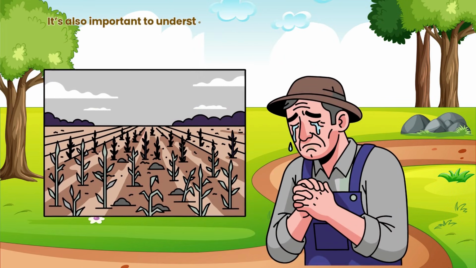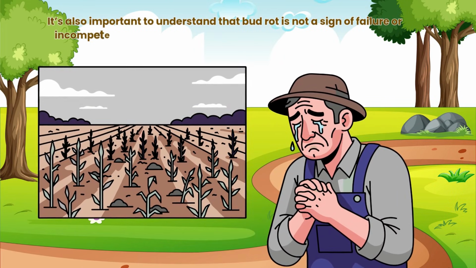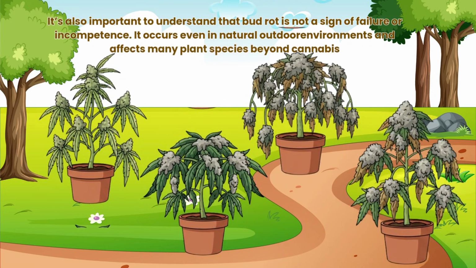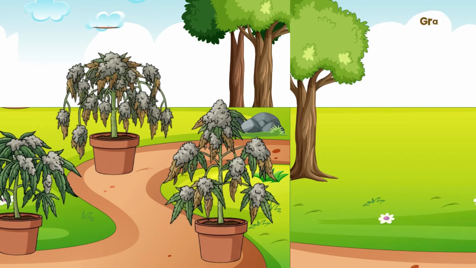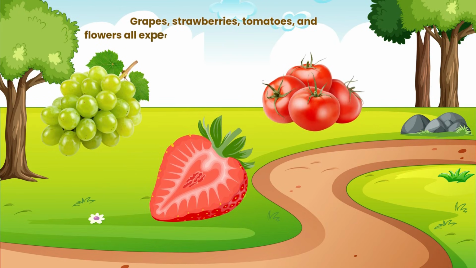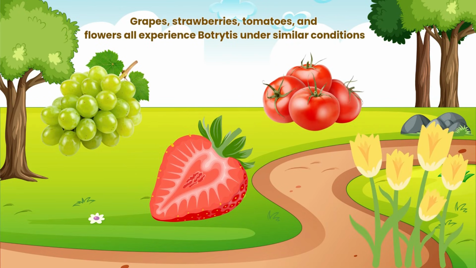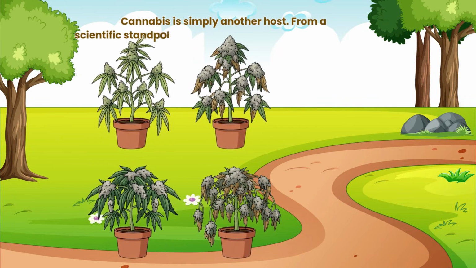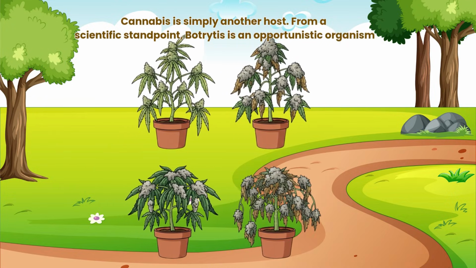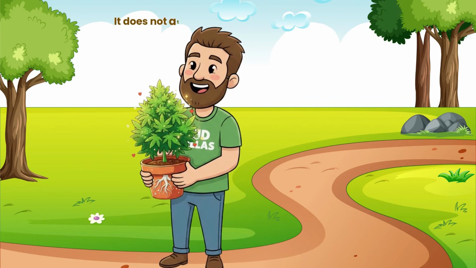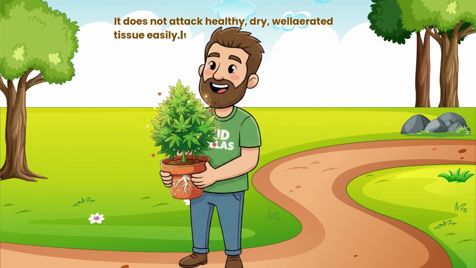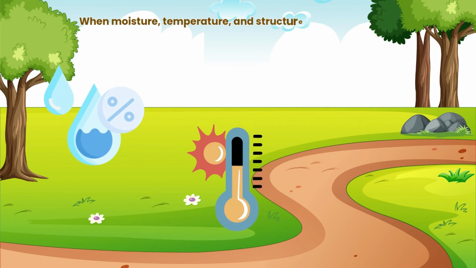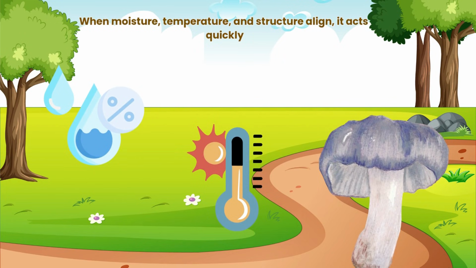It's also important to understand that bud rot is not a sign of failure or incompetence. It occurs even in natural outdoor environments and affects many plant species beyond cannabis. Grapes, strawberries, tomatoes, and flowers all experience botrytis under similar conditions. Cannabis is simply another host. From a scientific standpoint, botrytis is an opportunistic organism. It does not attack healthy, dry, well-aerated tissue easily. It waits for the right conditions. When moisture, temperature, and structure align, it acts quickly.